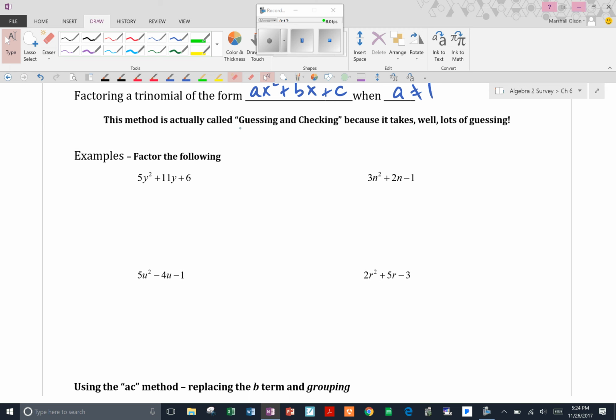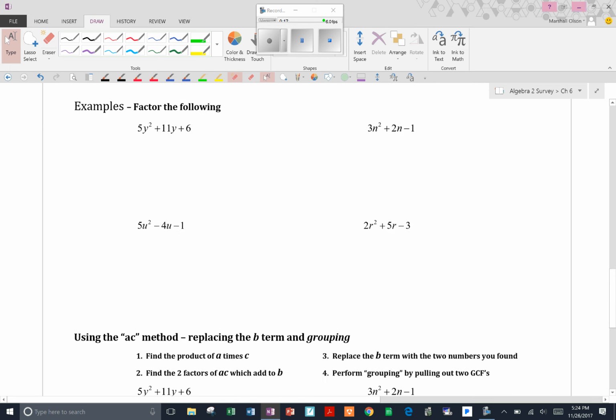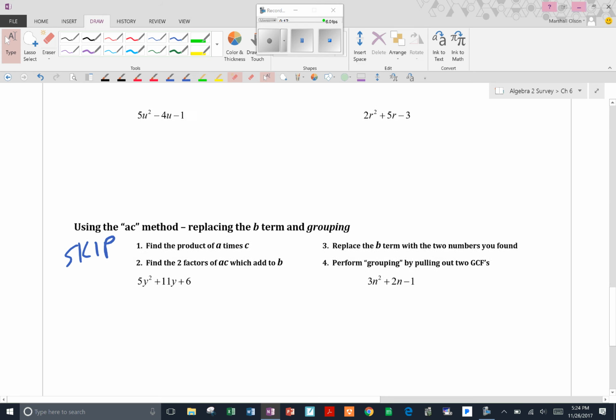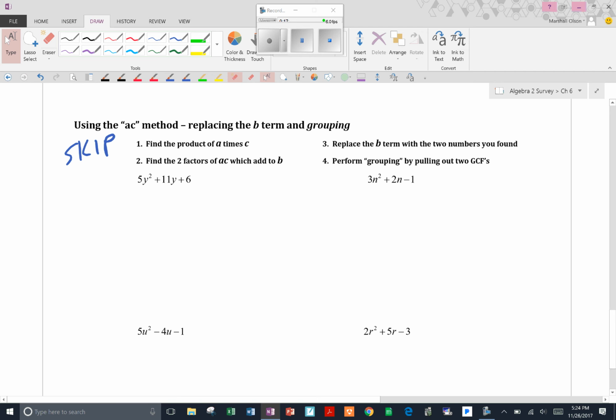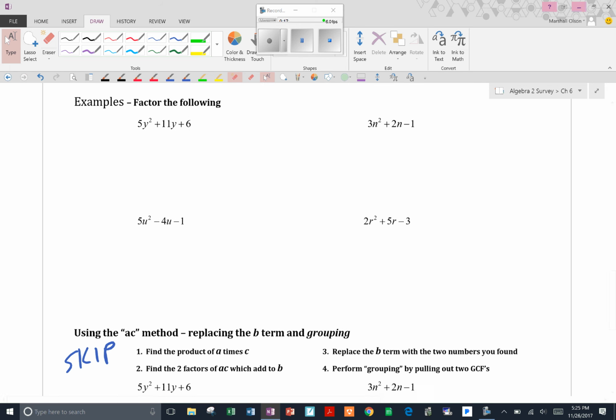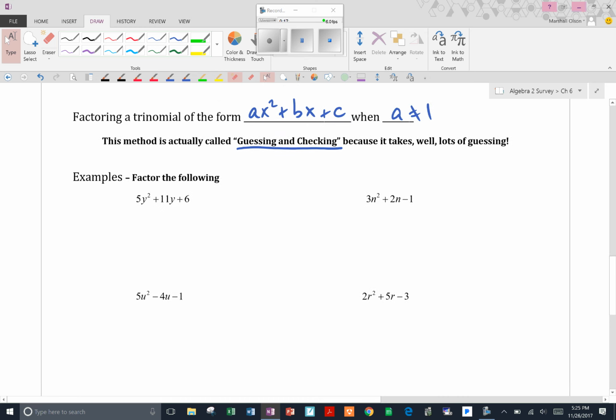The method that we're going to use is called guessing and checking. And I have a second method down here called the AC method. And we're actually going to skip this. I may do a second video where I go over that. This is kind of an optional thing. Look at, they're the same 4 problems as up above. I'm going to show you one method. If you want a second method to use or to try, you can watch the other video I make or come in and get some help. But for right now, let's skip that AC method and let's just talk about guessing and checking here.